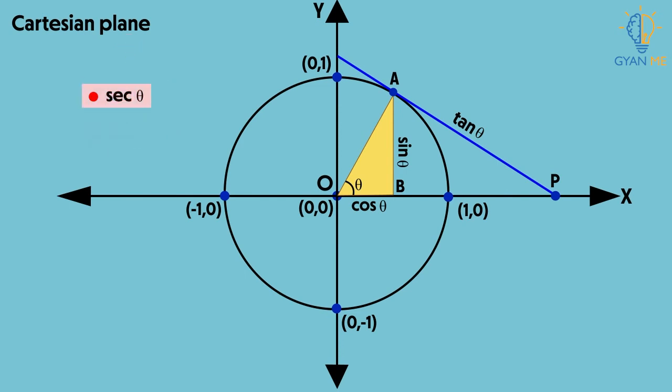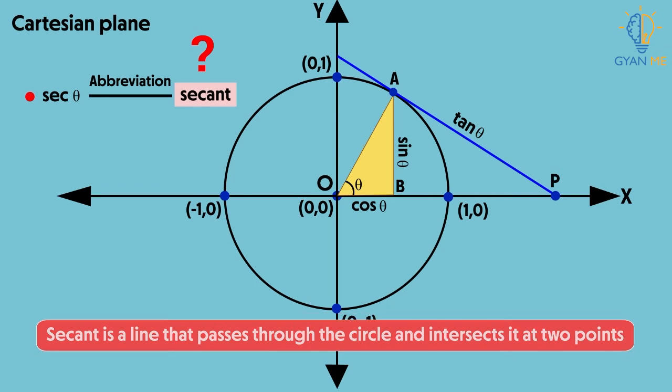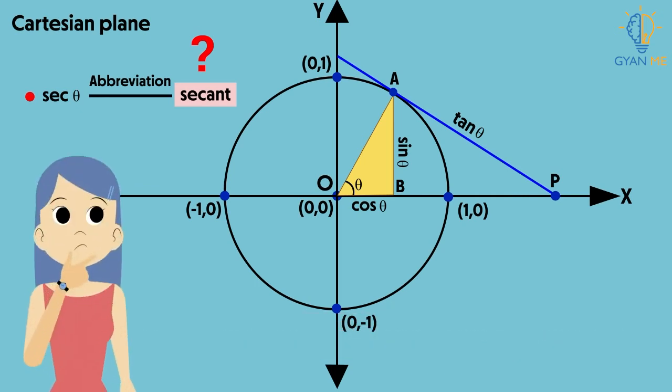Let's see sec theta. It is an abbreviation for secant. And then what is a secant? Recall that secant is a line that passes through the circle and intersects it at 2 points. So can you figure out the secant here? Pause the video and try to figure it out.